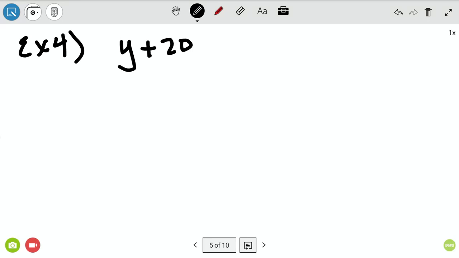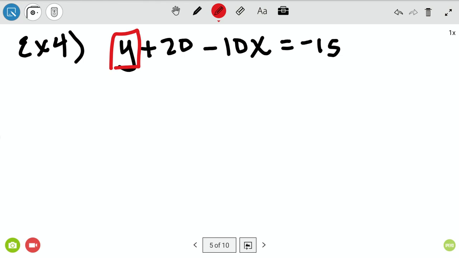y plus 20 minus 10x equals negative 15. Okay, again, I look for my y. There it is. That's what I want to get by itself. I've got a plus 20 and a negative 10x, both attached with addition and subtraction, so it doesn't matter which one you move first. So I'm going to move that 20. It's a positive 20, so I'm going to go minus 20.